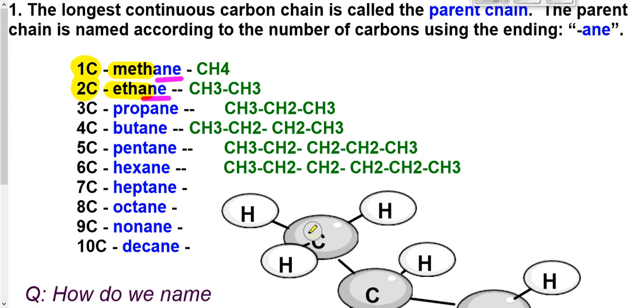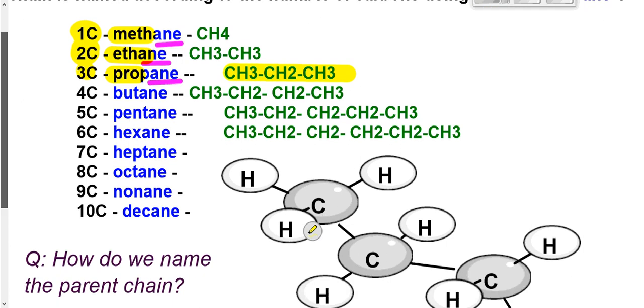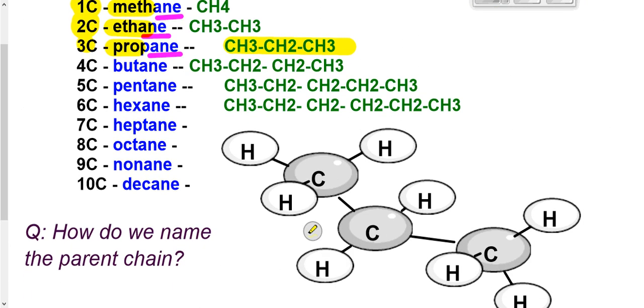Prop means 3 carbons, so propane is a 3 carbon chain that has all single bonds. You can see an example of that here. The large picture that I have down at the bottom is also propane. You can see how the molecule is a little bit bent, but the bonds between the carbons are all single bonds, so it is an alkane. Because it has 3 carbon atoms in the longest chain that I can draw, it is propane.